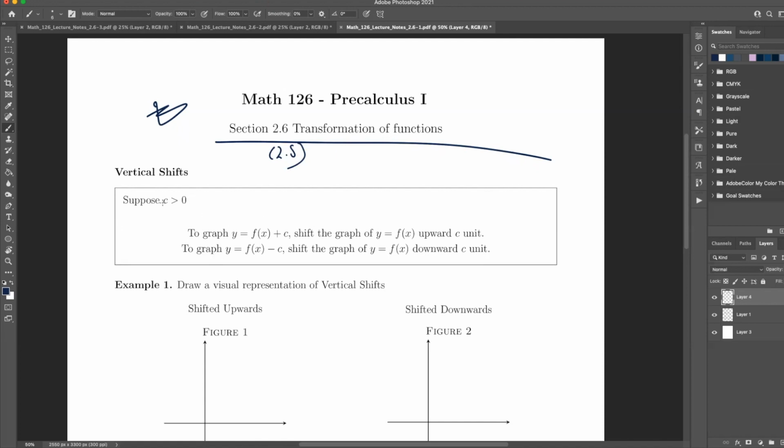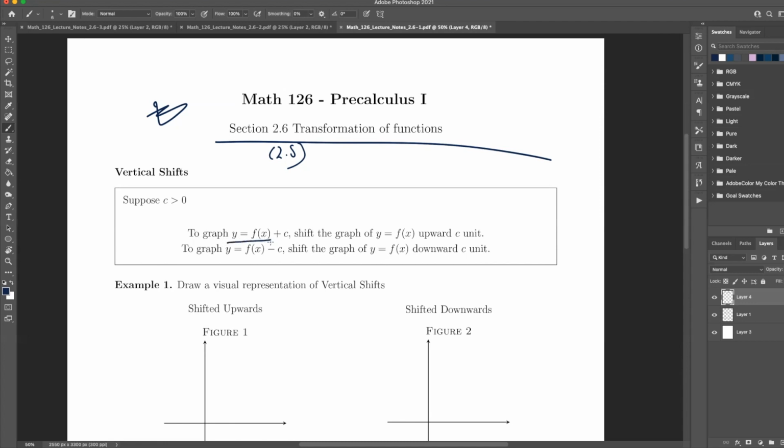So here, suppose C is greater than zero. The reason we're supposing C is greater than zero is because we'll deal with the negative of a function later. If C is less than zero, we'll treat it as a negative and C is greater than zero. So this will make sense later.